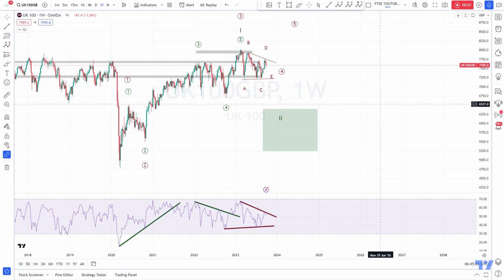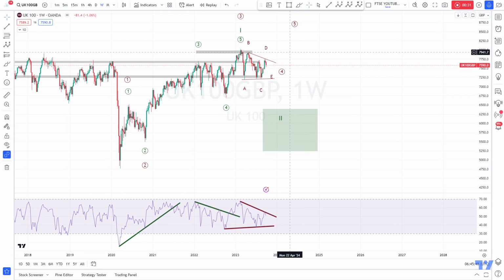Time is around 6:45 GMT, and we will have a look at the FTSE futures on the Oanda platform. So today is Saturday, markets are closed, but I will do an analysis of the higher time frame, and I will also do the lower time frame analysis for Monday.